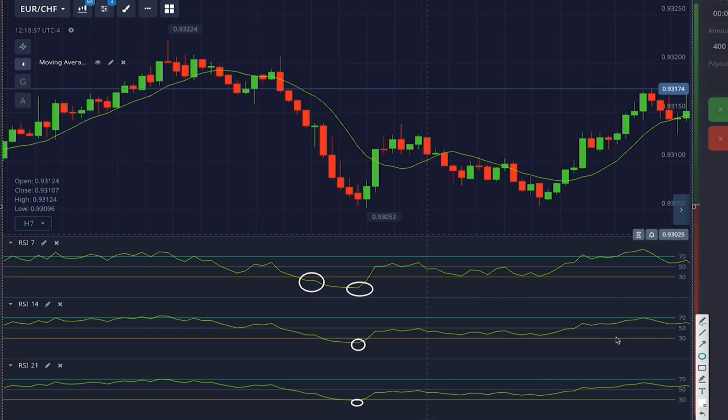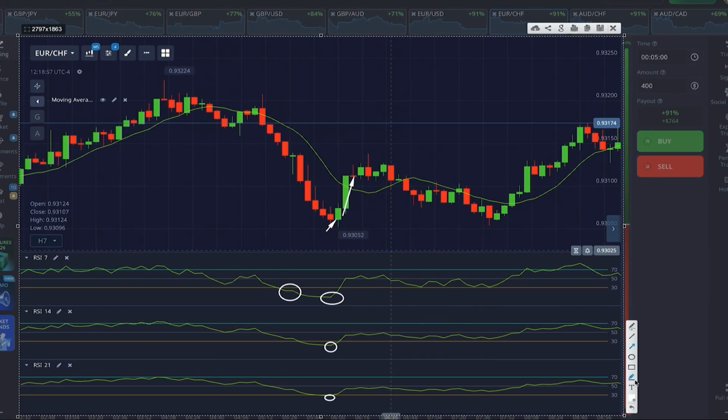Next, we see that the price forms a bullish candle. We would have entered here on the next candle, and the trade would have been profitable for us. We can see how the chart moves clearly upward. Let's find an example for a sell trade.